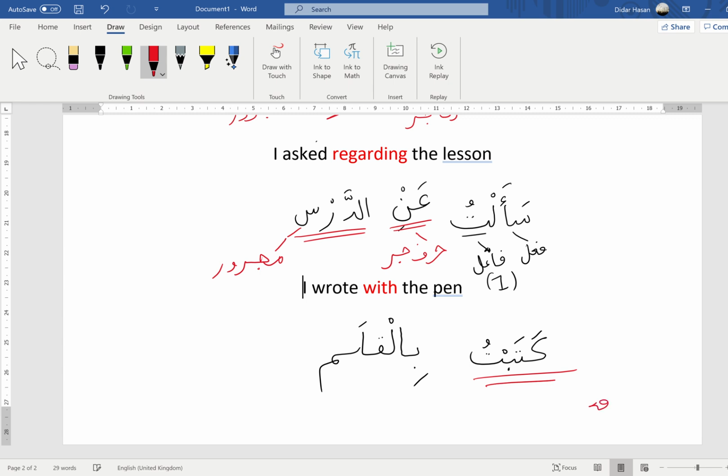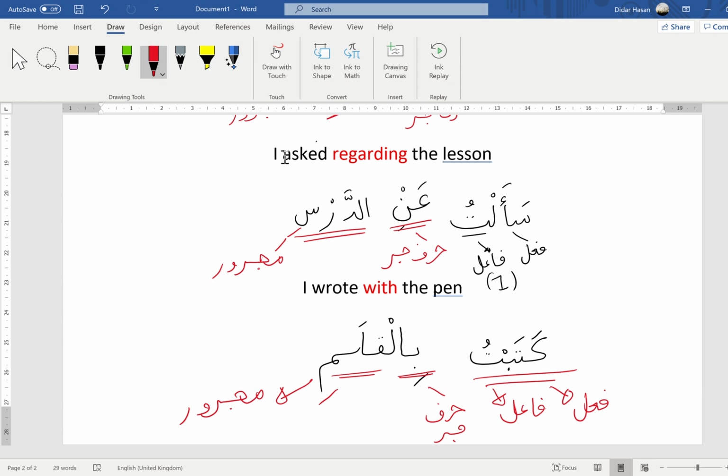Okay, so now let's see. Katabtu again is the fi'l. It's the fi'l madi, and the tu is the fa'il. Okay, so now what we're looking for here is the B. So this B is the harfu jar, and you obviously know by now the harfu jar gives the next word a kasra, and you also know what the next word is called, which is the majrur. And so biqalami. Katabtu bilqalami. I wrote with the pen.